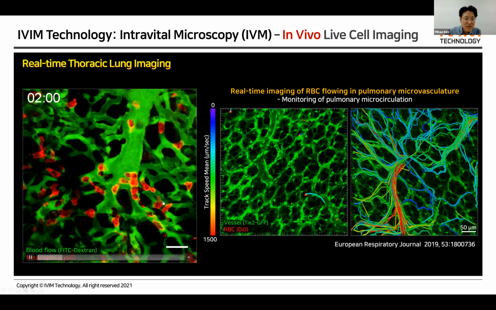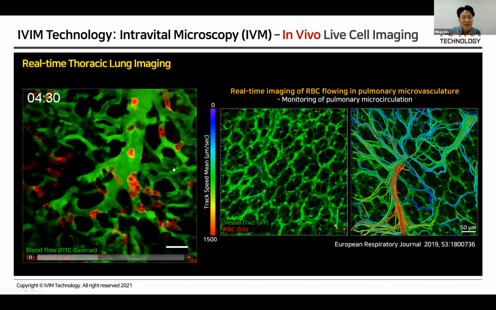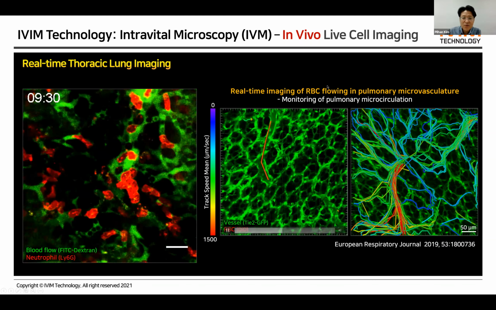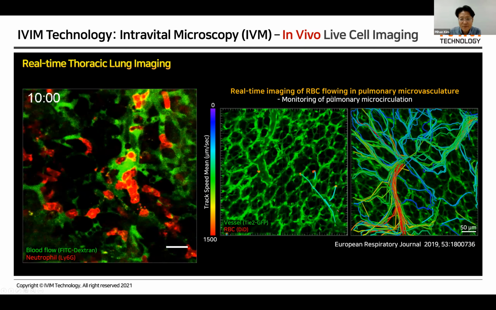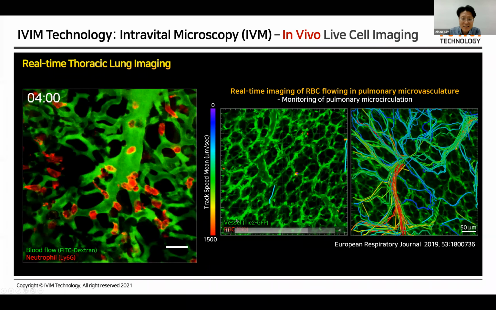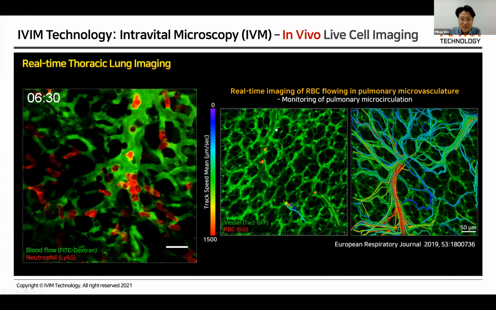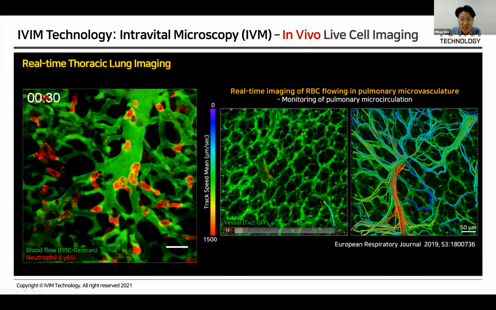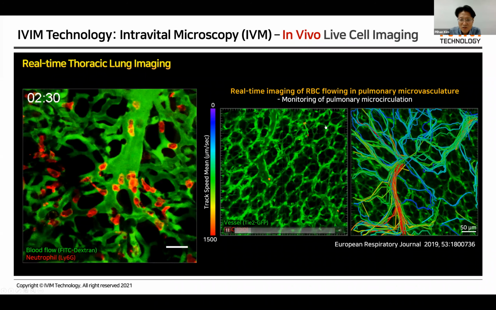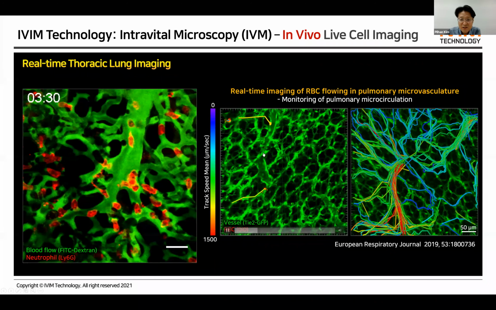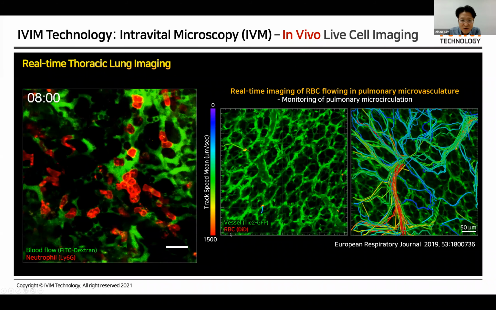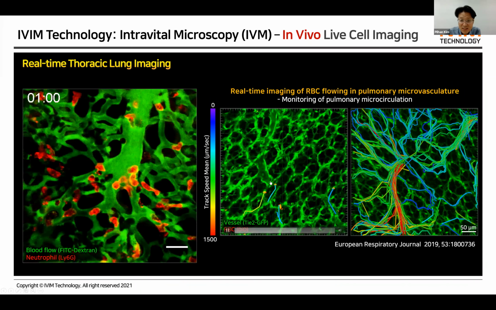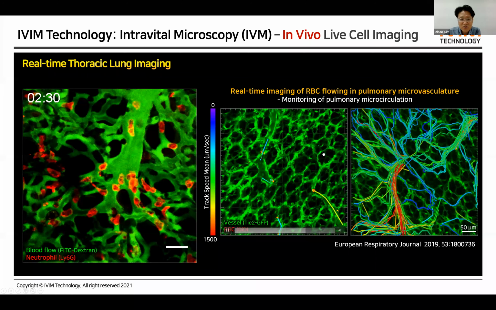So this time-lapse video was obtained from the lung of the sepsis mouse model again. Since we have a very high-speed imaging system, we can directly see the flowing cells inside the lung vasculature, the lung capillaries. In this example, we use a type 2 GFP mouse, so all the blood vessels are expressing green GFP. And then we inject red blood cells, and you can see the flow of the red blood cells inside these lung vasculatures.